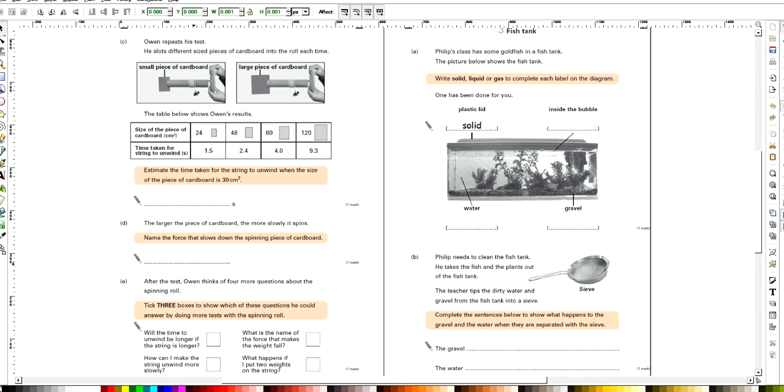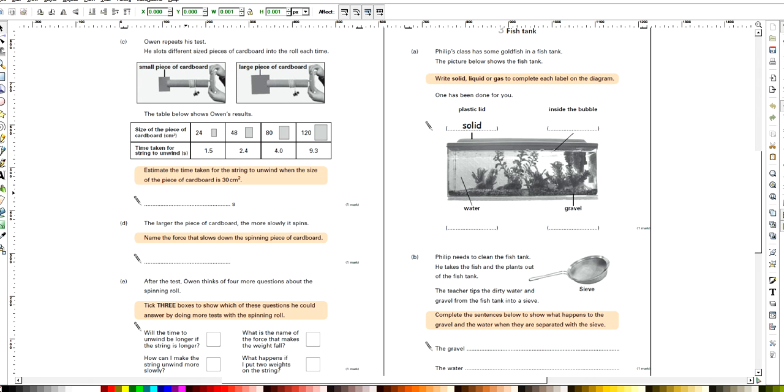Question 2C. Owen repeats his test. He slots different size pieces of cardboard into the roll each time. The table below shows Owen's results. The size of the piece of cardboard: small, medium, big, and the biggest. Time taken for the string to unwind in seconds. As the size of the cardboard got bigger, the time to unwind also got bigger. So they increased proportionally in a sense. So as one increased, the other one increased.